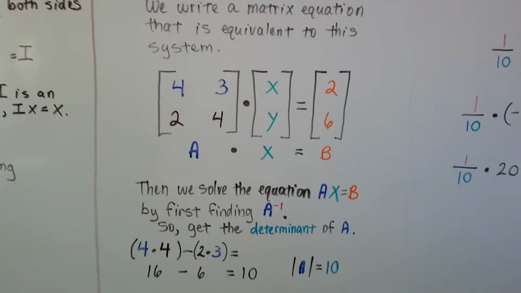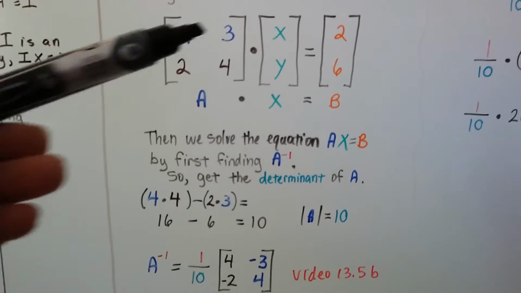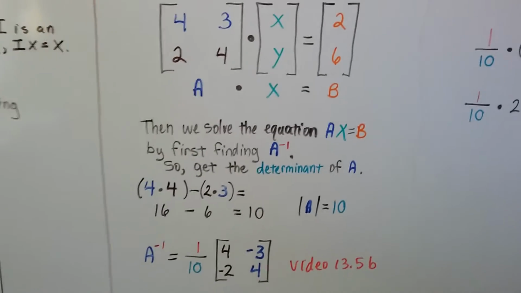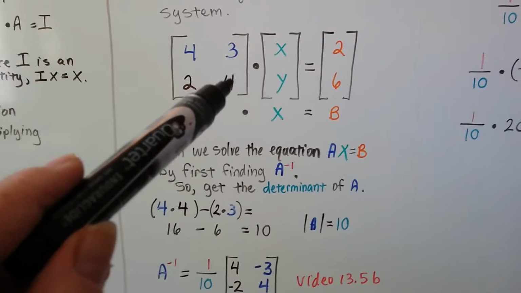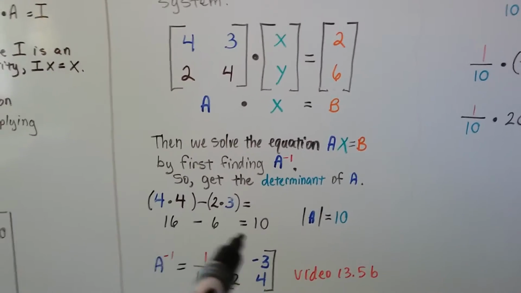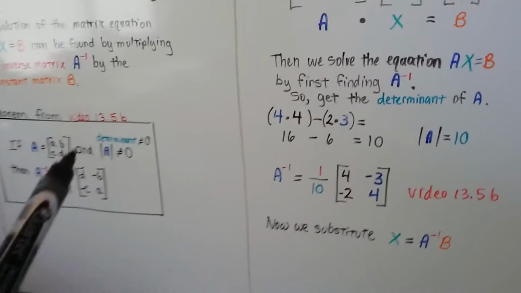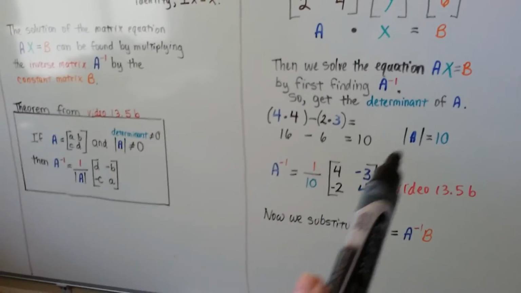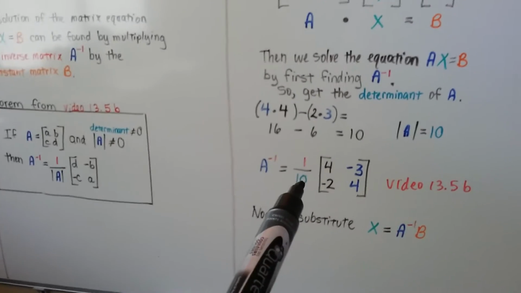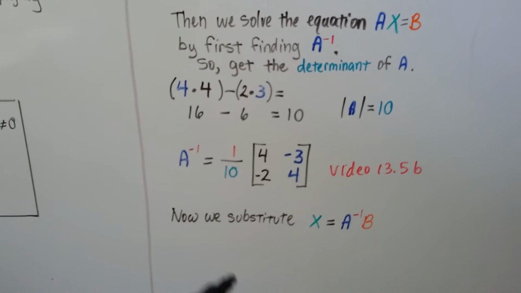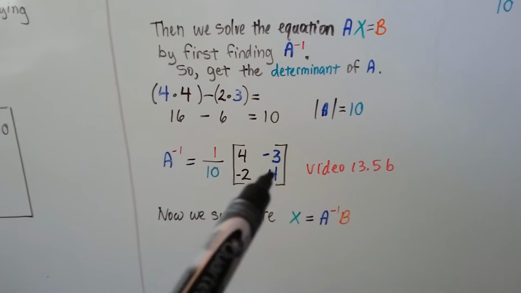We solve the equation A times X equals B by first finding the inverse of A. So we need to find the inverse of this first. So we get the determinant of A. Remember, we multiply 4 times 4 is 16, and we subtract 2 times 3, which is 6. So that's going to give us a 10. So the determinant is 10. And from our theorem, if the determinant is 10, we're going to have a 1 over the determinant, a 1 over 10. And that 1/10 is now our scalar. We're going to multiply every single element inside of this matrix by that scalar.